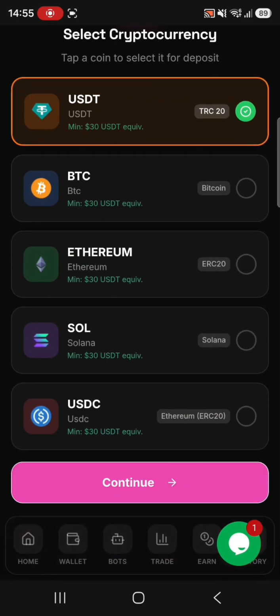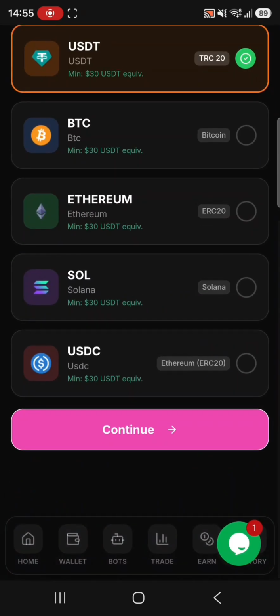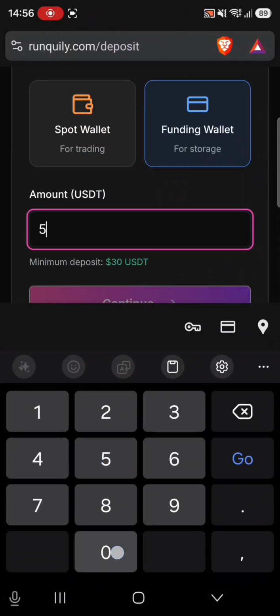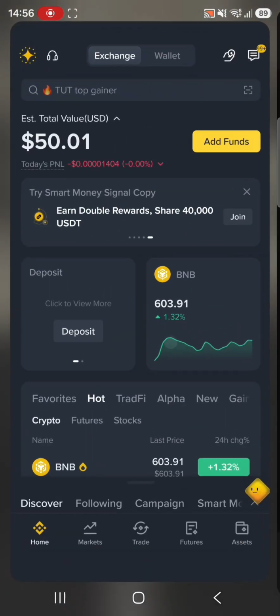So I'll do a tutorial for USDT because I'm holding USDT in my Binance account. So click on continue. You enter amount, and the best amount to start with is 500 USDTs or 200. That is the best. Then after that, click on continue. Copy that deposit address in your Ranquilly.